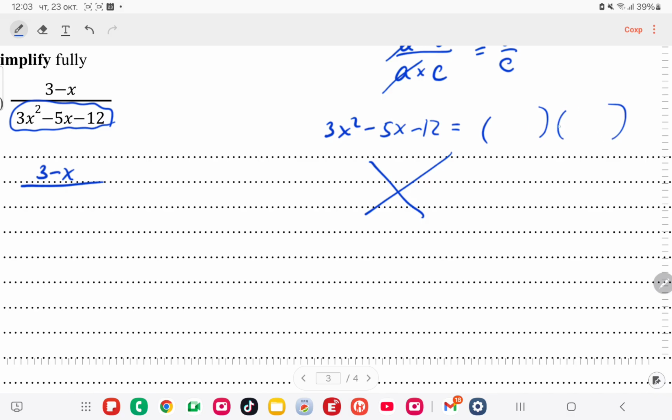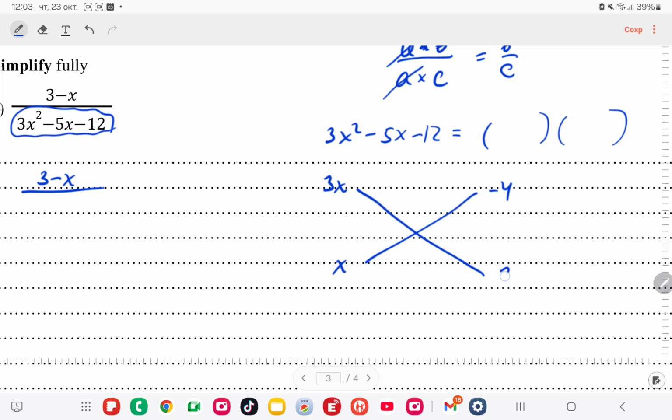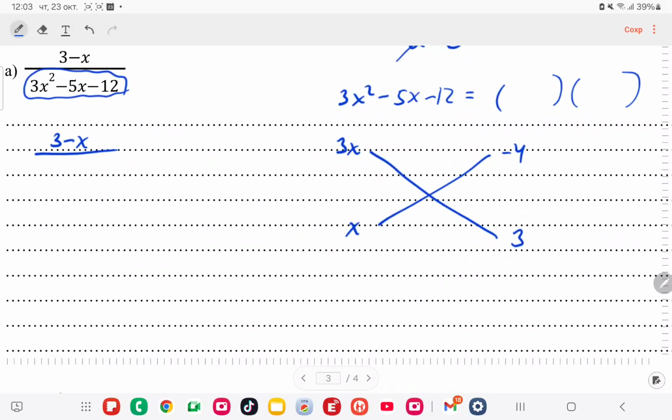So the question is what is inside these two brackets. If we factorize using the approach that I showed in my video on my channel, please watch it if you haven't, we have 3x and x, and then we have to choose the factors of negative 12, it's negative 4 and 3. Let's try this approach. So it will be 3 times 3, 9x plus negative 4x, so it's 5x. 5x is not equal to negative 5x. That's why we have to use another approach.